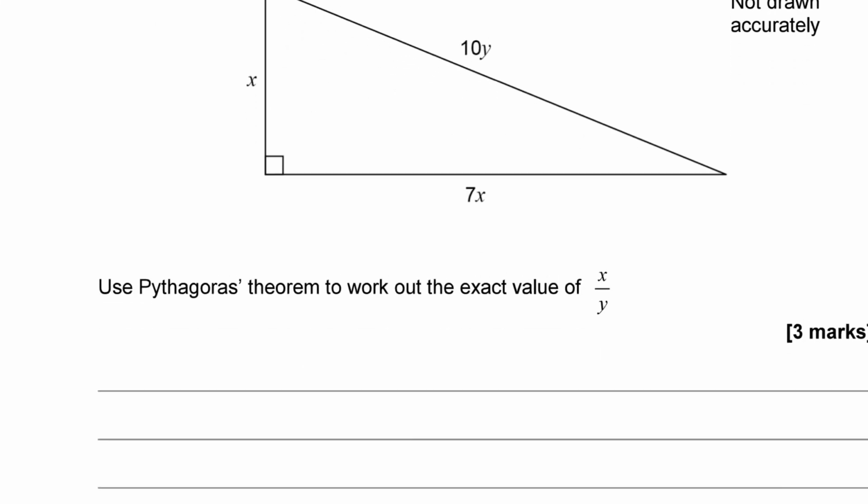Fun times. Okay, so what does Pythagoras' theorem state? Pythagoras' theorem says c squared is equal to a squared plus b squared, where c is the longest side and a and b are the other two sides of a right angled triangle. Okay, so here c is 10y, isn't it? And a can be x and b can be 7x. So we're going to sub those values in and see what we get.